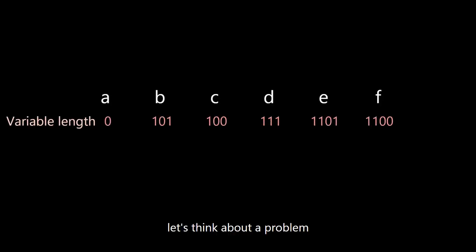Now let's think about a problem. Can we change the code of A from 0 to 1? In this way, the length of A does not change, which seems to be no problem. Then we try to decode. For example, this is a string that has been encoded. First, if split like this, it is equivalent to A and B. If viewed as a whole, it is the code of E, so there is ambiguity.